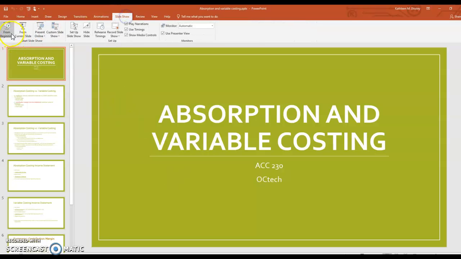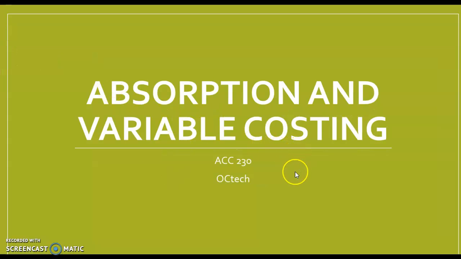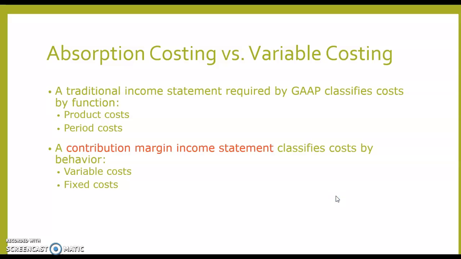All right, let's take a look at absorption and variable costing. This is part of chapter 3 in your ebook. The traditional income statement required by GAAP is what we learned in Accounting 101, how to do an income statement, and those of you in Accounting 201 are doing the same thing.